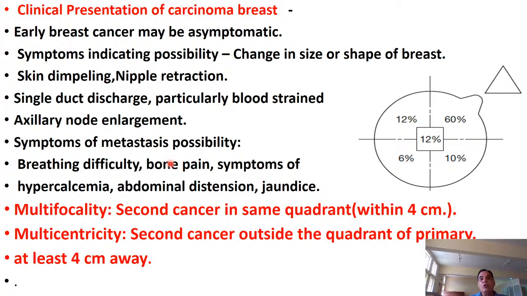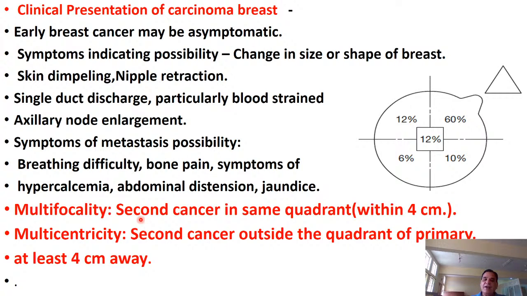Commonest is bone pain. Bone pain should not be taken lightly. It is acute tenderness over bone. Breathing difficulty, secondaries into the chest. Hypercalcemia, secondaries going towards the adrenal. Hypercalcemia is very bad. This is a terminal event in a case of carcinoma of the breast. Abdominal distension, what does it denote? Ascites. Secondaries. Jaundice, again secondaries in the liver.